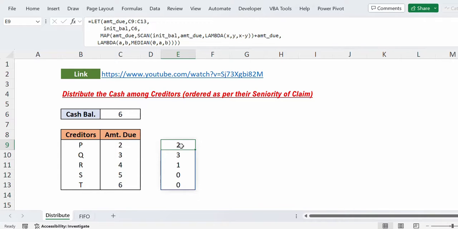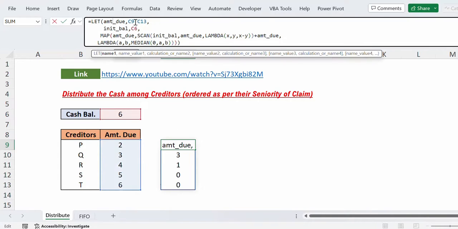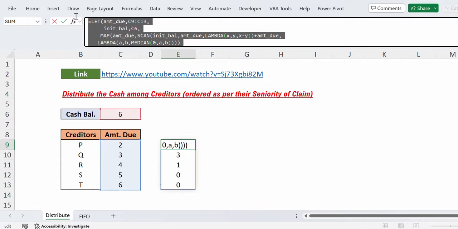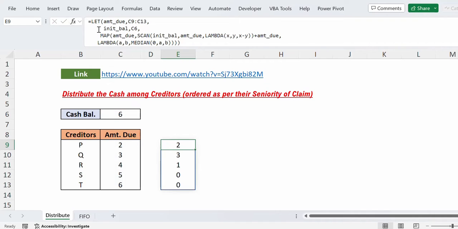Right. So we have here two inputs, that is the amount due, amongst the array where we have to do the distribution, and this is the initial balance that we had, which was 6 million here again. So what we will do, we will create a lambda for this formula. So let's copy this because we are going to use it several times, right?